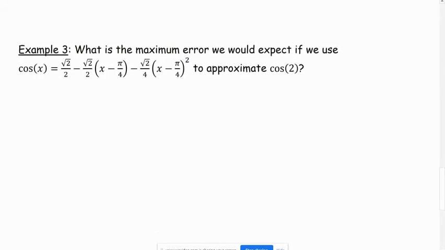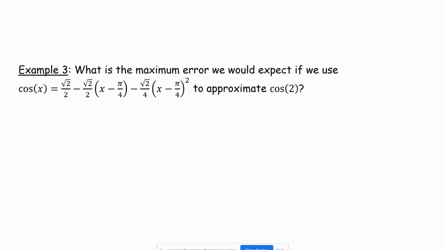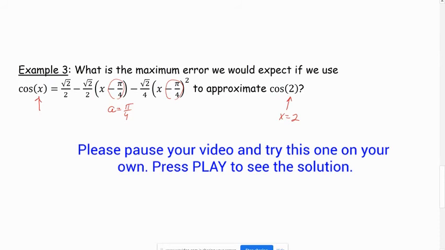In our next example, we see that this is a Taylor series, and it is a Taylor series for cosine, but it's not a Maclaurin series. It's a Taylor series where a is pi over 4. We can see that because of the x minus pi over 4 and x minus pi over 4 squared and so on. So we can see that a is equal to pi over 4 and x is equal to 2 because that's the value that we're plugging in to the cosine function. Okay, so please pause your video, try this one out, and then press play when you're ready to see the solution.